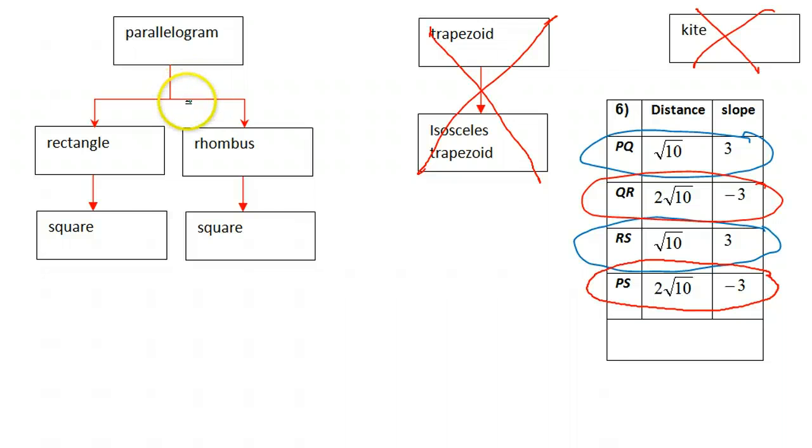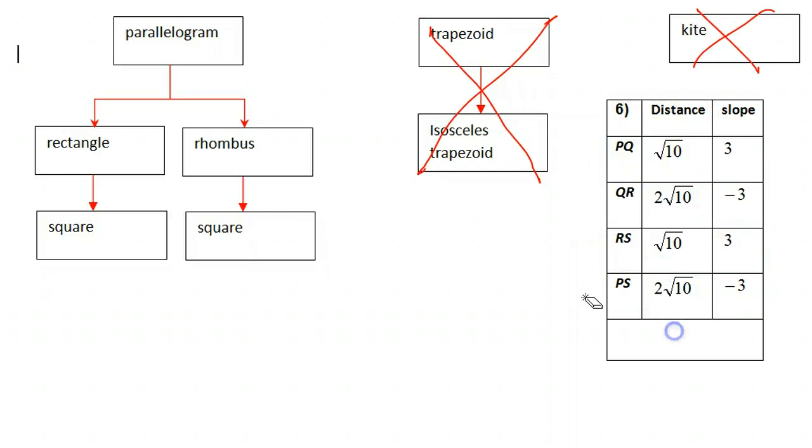So the question is, can we get more specific? Is it a rectangle? Is it a rhombus? Let's start with rhombus because that's the easiest. We know it's a parallelogram. If it's a rhombus, it has 4 congruent sides. So is this a rhombus? No, it's not a rhombus. It does not have 4 congruent sides. These are different. Okay, well maybe it's a rectangle.